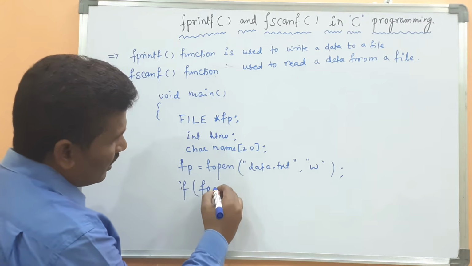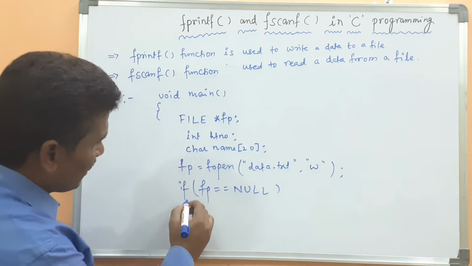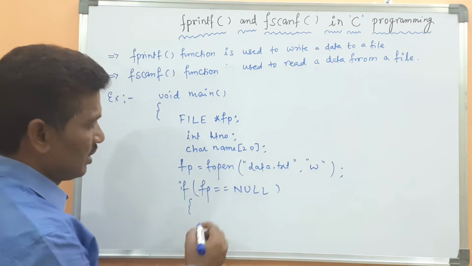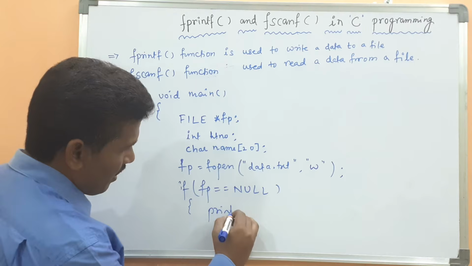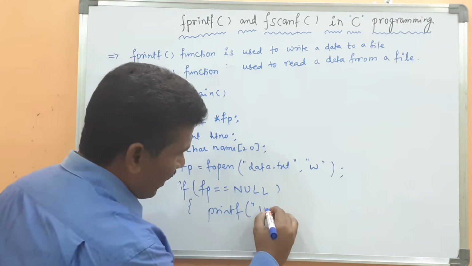Then if fp equals NULL, what you have to do here is printf: unable to open file.